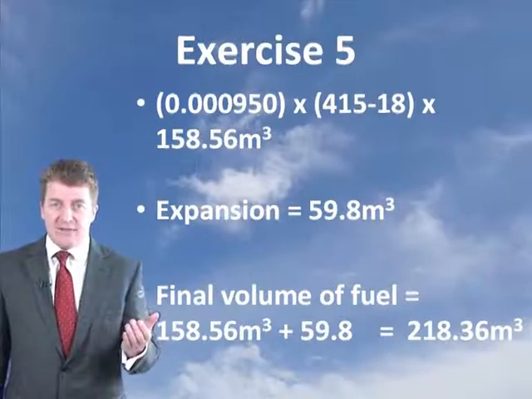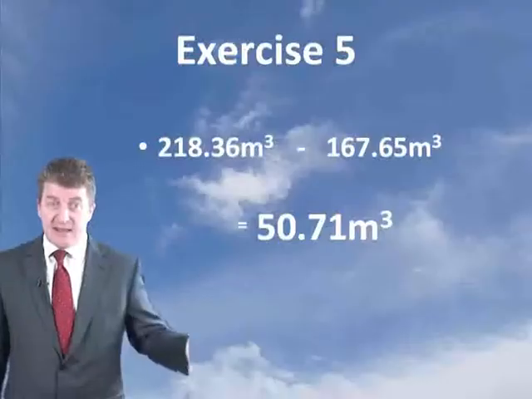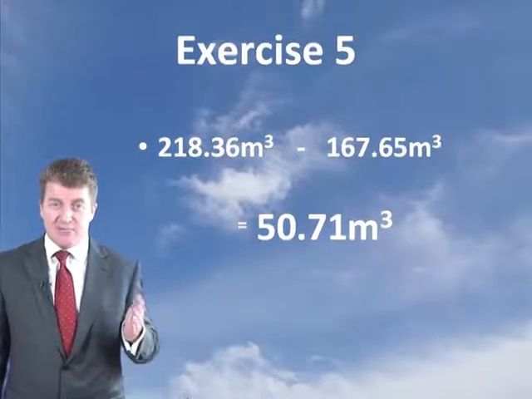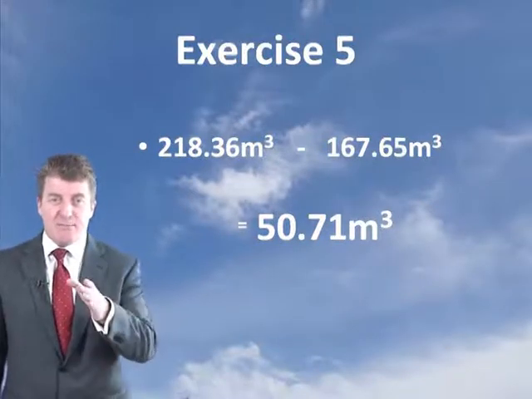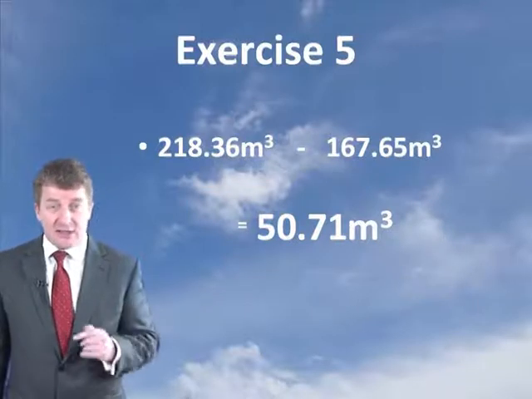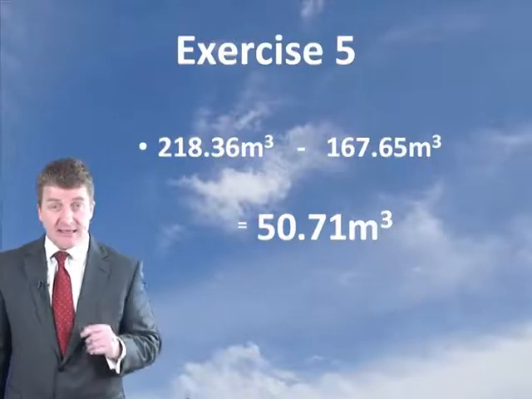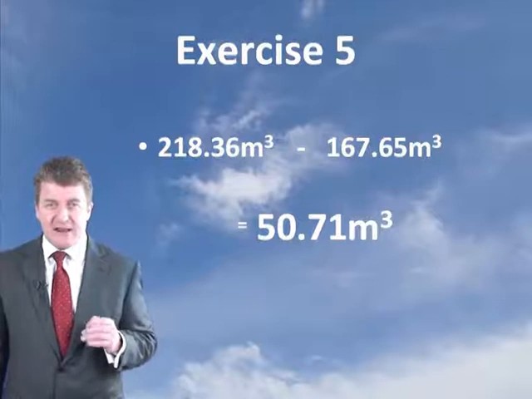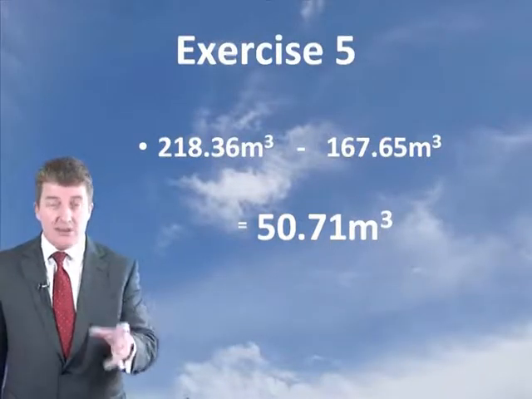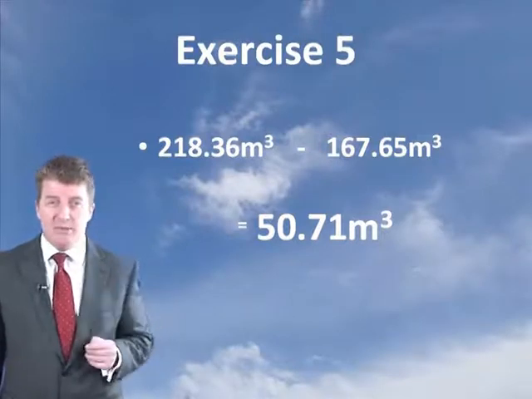Now we know the final volume of the fuel. We know how much it's going to spill by looking at the volume of the fuel, and the volume of the cylinder, basically 218.36 minus 167.65 is 50.71 metres cubed. Therefore, if the cylinder was involved in a fire and heated to 415 degrees C, then 50.71 cubic metres of fuel will be spilled.